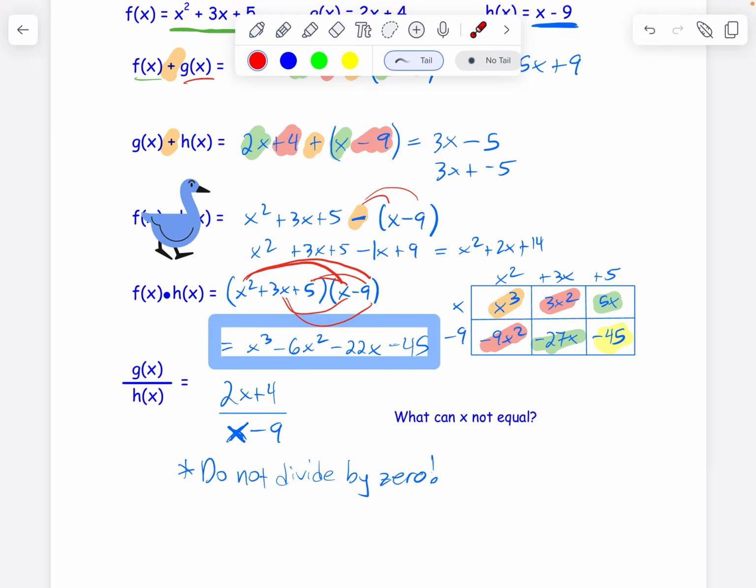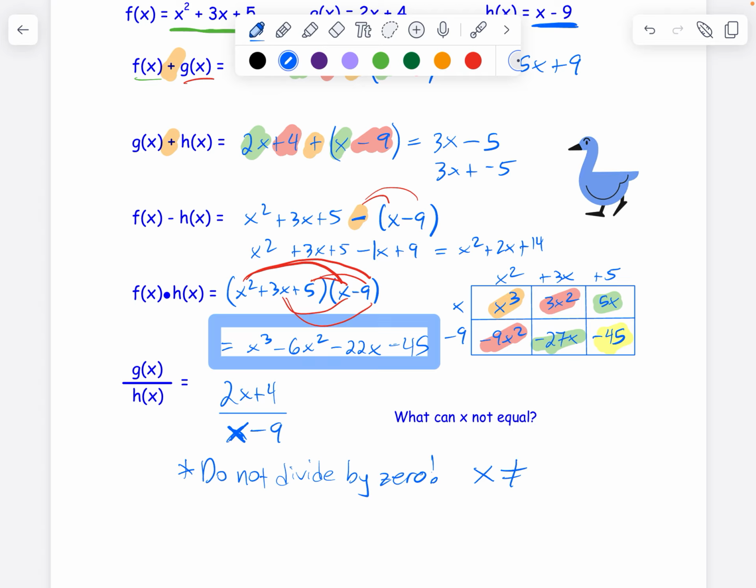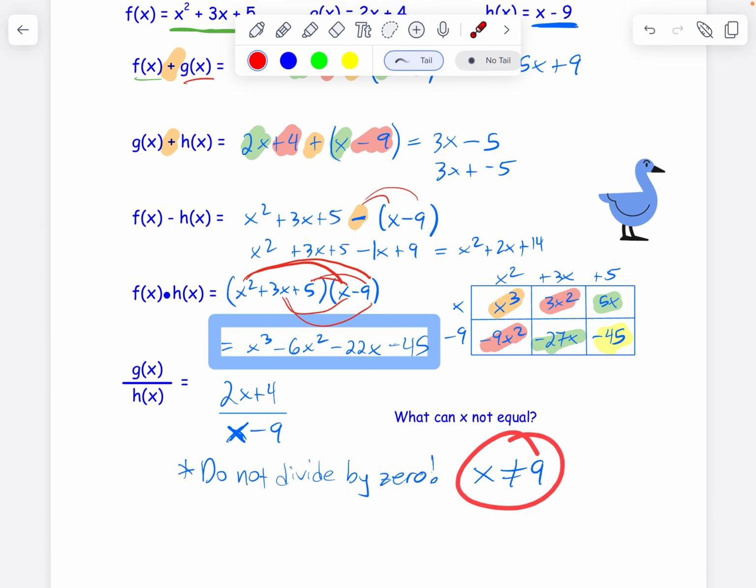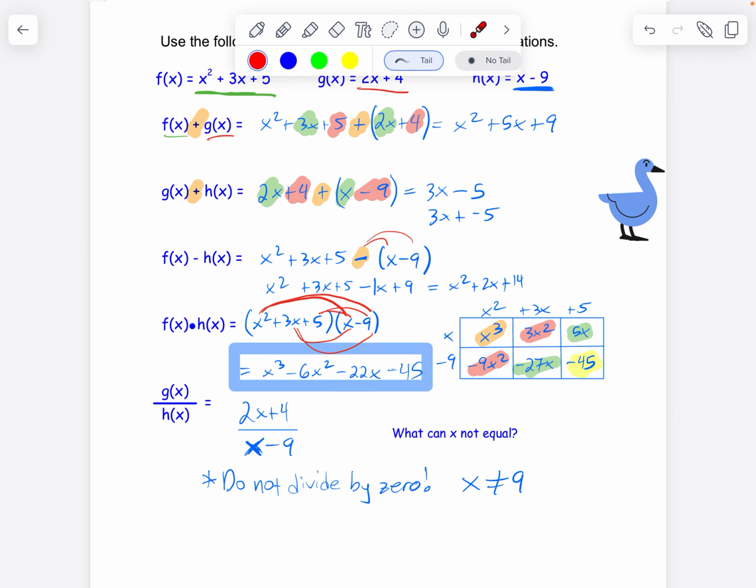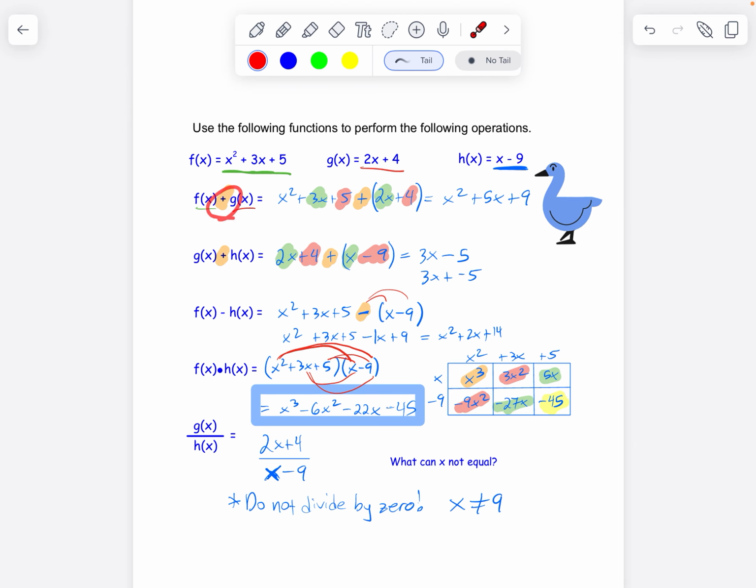So what makes this denominator equal 0? What value of x, when you plug it in here, gives you nothing? So that would be 9. 9 minus 9 is 0. So x cannot be 9. Any other number is fine. 9 is the only number that would cause the denominator to be nothing. So there you have it. So we have added functions, subtracted them, multiplied them, and divided them in all their ways.